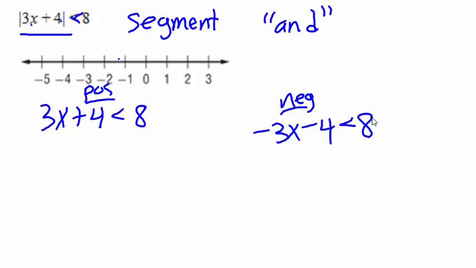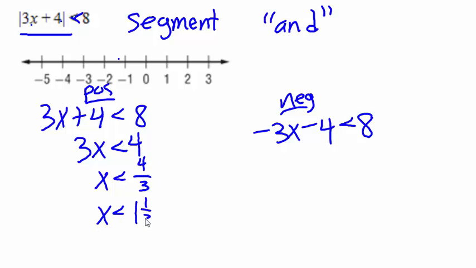And we solve each of these individually. First, on the positive branch, we subtract 4, and we divide by 3 to get 4/3. That's better known as 1 1/3. Maybe it's going to be easier to write it as a mixed number, so we know where to plot it on the number line.